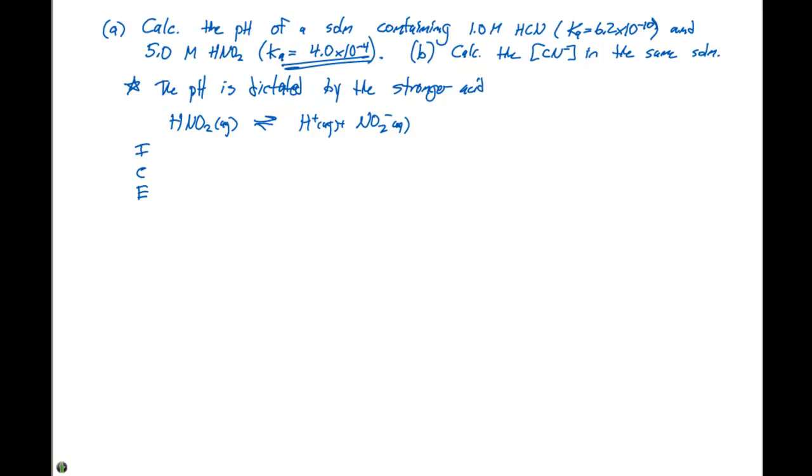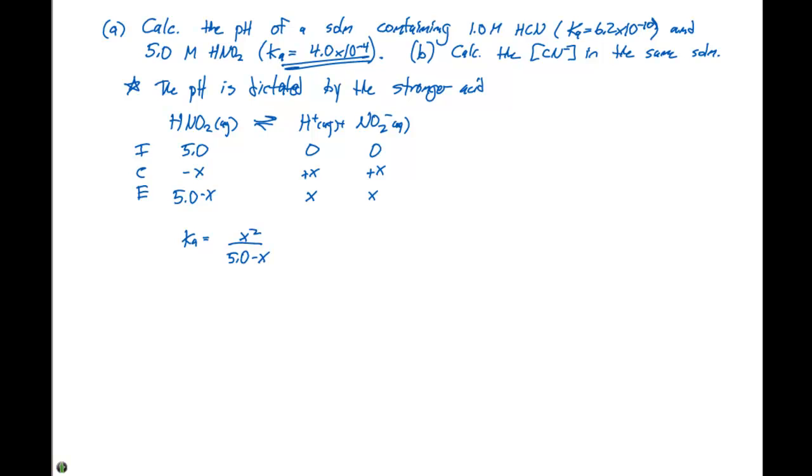So then we'll set up an ice table. Initially our concentration is 5.0 molar for the HNO2 and 0 for both the H plus and the NO2 minus. Our change is going to be minus X, plus X, and plus X, and 5.0 minus X for our equilibrium concentration of HNO2, where the H plus and the NO2 minus are going to have an equilibrium concentration of X. So here we can say our Ka expression is going to be equal to X squared divided by 5.0 minus X.